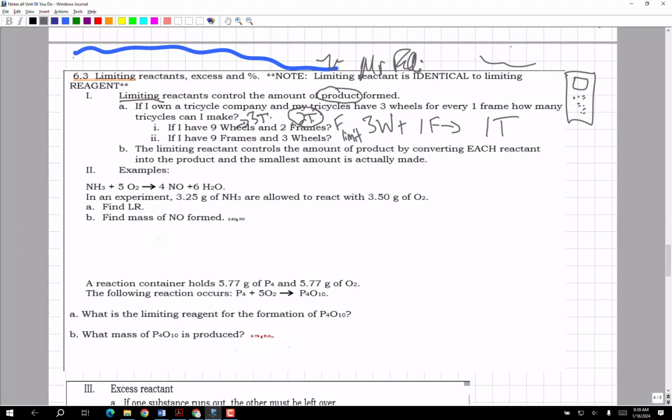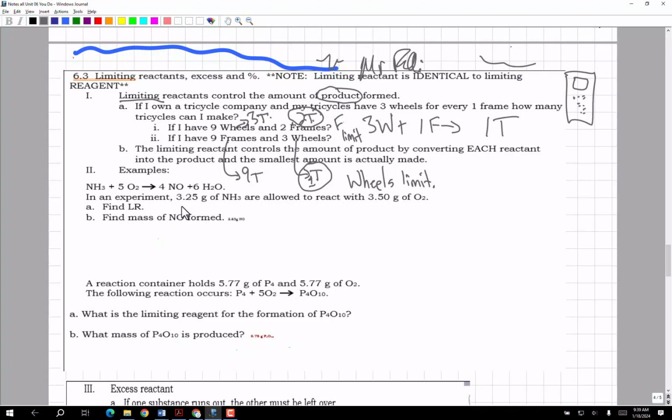All right. Now, if I have 9 frames, I can make 9 tricycles. And if I have 3 wheels, I can make 1 tricycle. Oops, 1. So how many tricycles do I make? I can make 1. And that is my limiting reactant, would be wheels. Wheels limit. Right? If I had more wheels, I could make more tricycles. Okay. All right. Now let's do chemistry, the one that really matters.